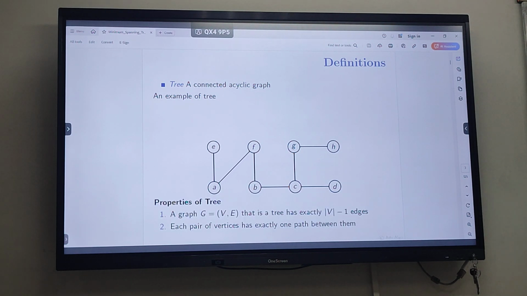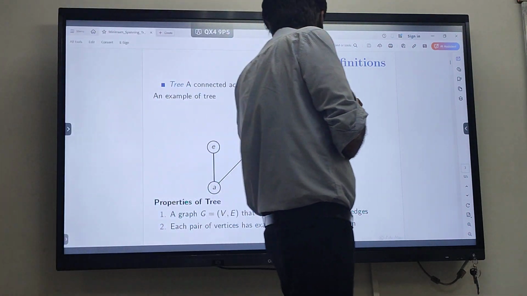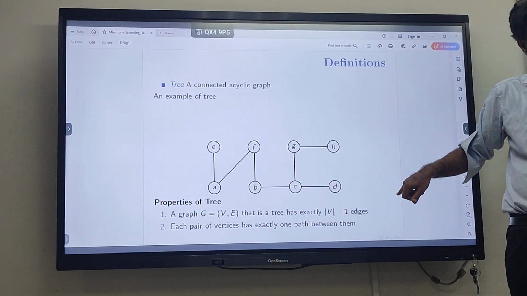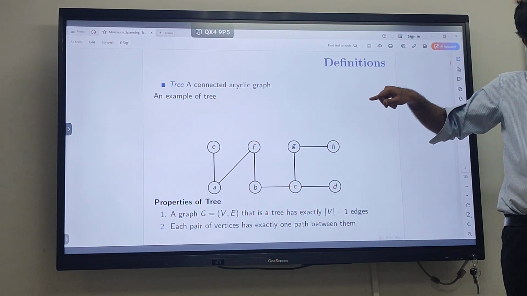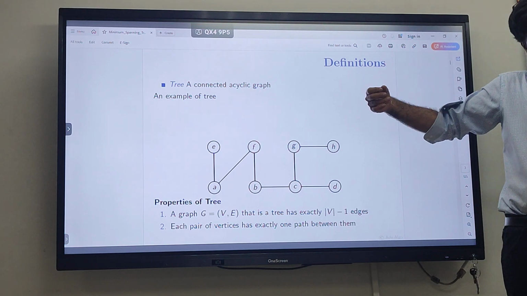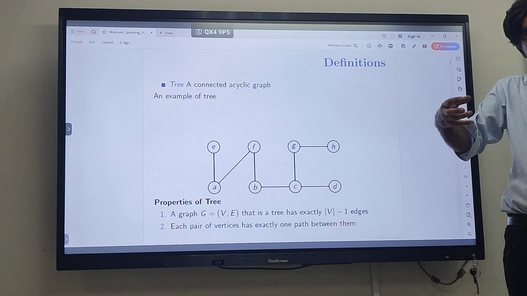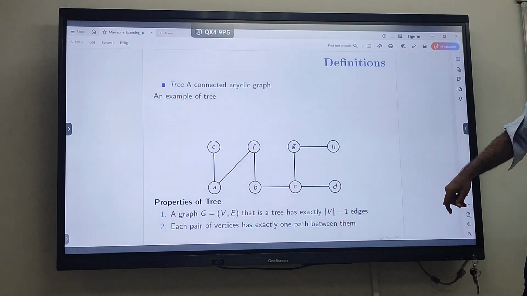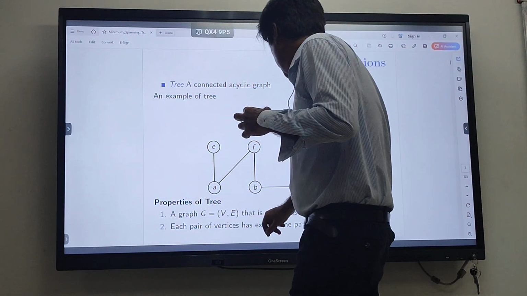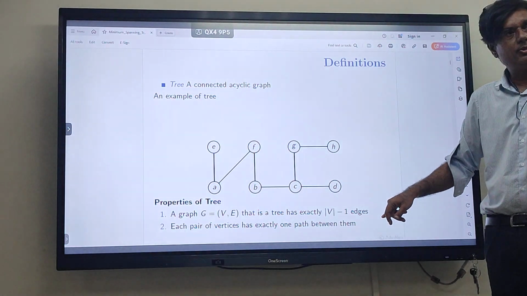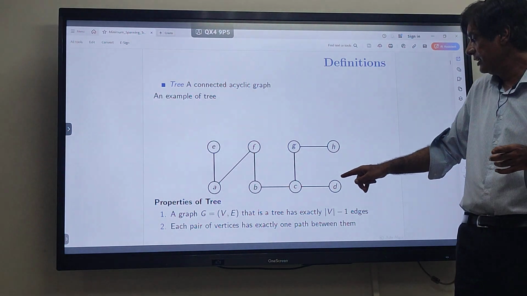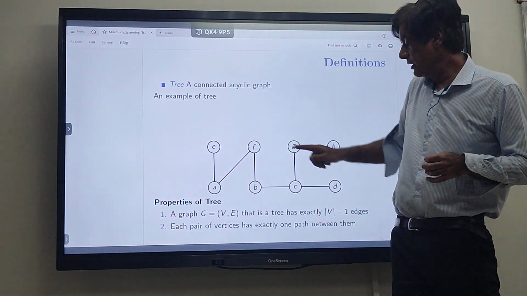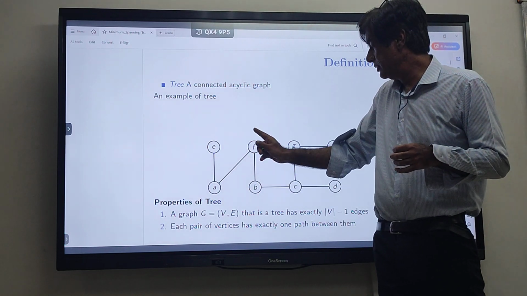So a tree has a few properties. Number one is that a tree has exactly V minus 1 edges. Okay? So there are V vertices and we need one less edge to connect all of them together in some manner. Okay? So it will always have V minus 1 edges, and each pair of vertices has exactly one path between them. So it's not like that from D we can have some path over here that will take us to F. We can only follow one particular path.